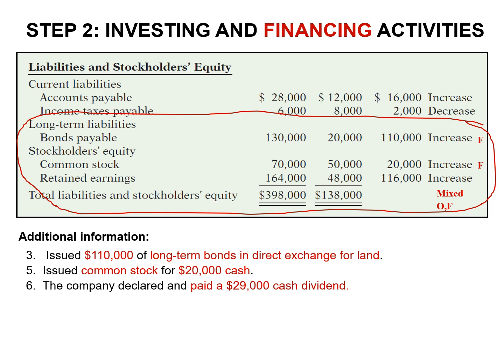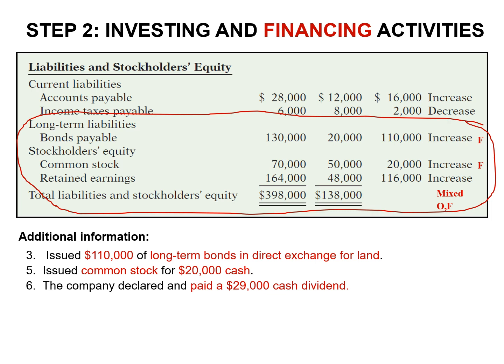We also know that retained earnings increased by $116,000 during the year. The increase can be explained by two factors. We had net income of $145,000 and dividends of $29,000. Payment of the dividends is a cash outflow that the company reports as a financing activity.